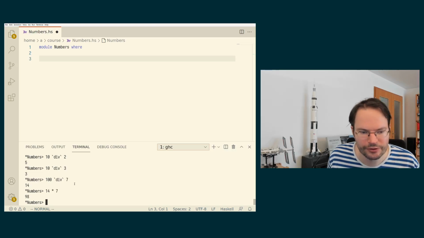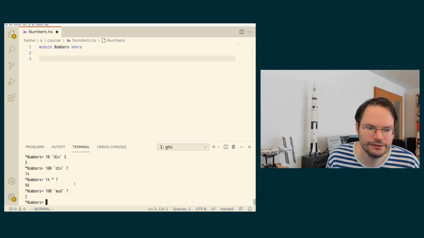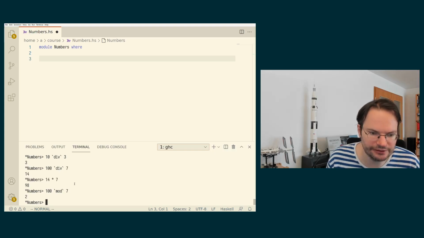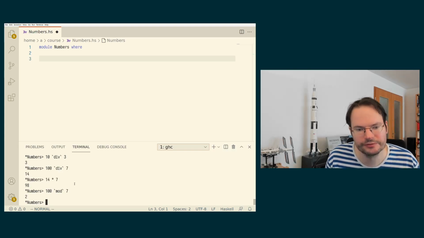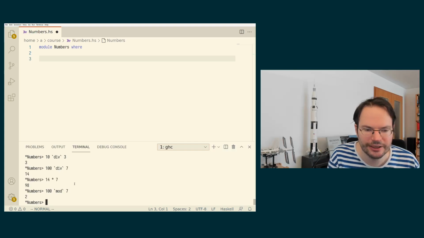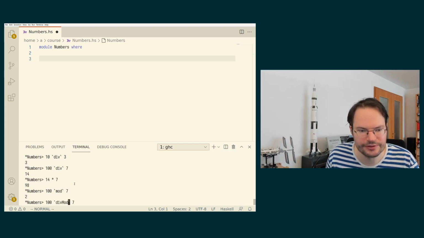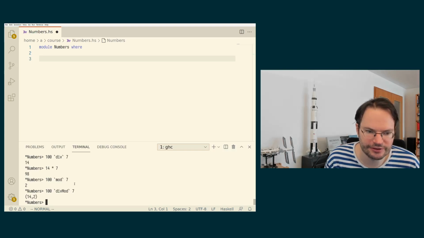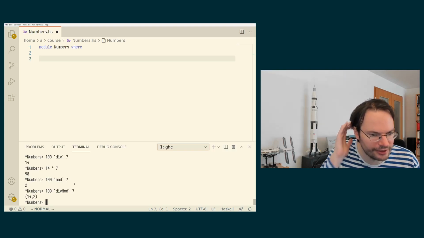If you want to know the remainder, we can use mod. So 100 divided by 7 is, as we've just seen, 14 with a remainder of 2. So mod gives us that remainder. If we want to do both at the same time, we can also use this divMod combination, which gives us the two results as a pair. So see that we get 14 with a remainder of 2.